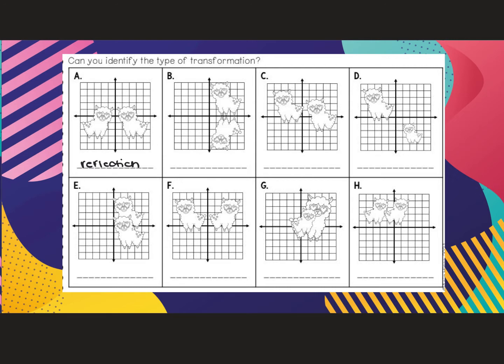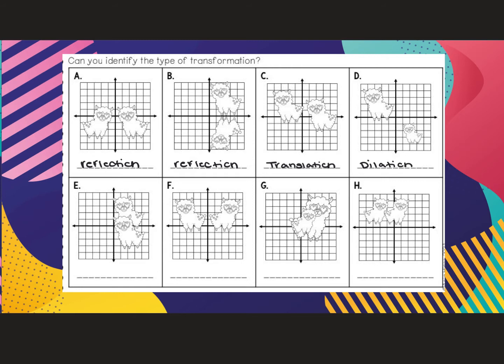All right, so for B, we can also say a reflection. So if we were to fold it over on our x-axis, we would see that they are mirror images. All right. C, we can see that one of them has been shifted, so just a slide, so we can say translation. And for D, we can see that one is larger than the other, so resize, so it's dilation.